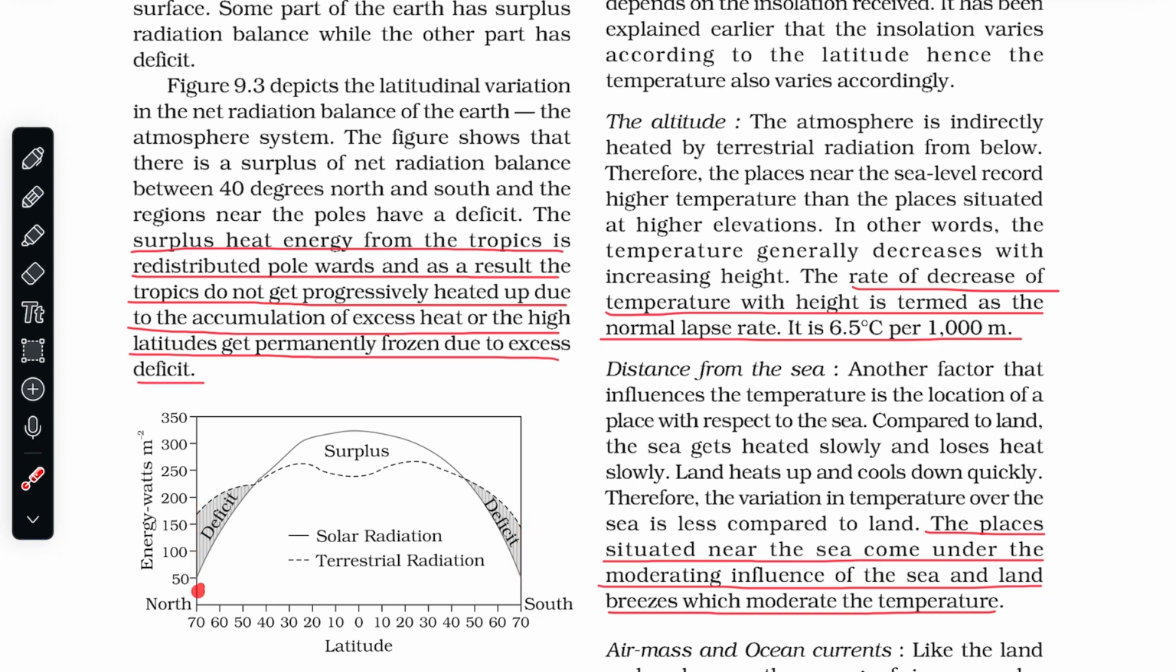So it is not the case that these areas will remain totally frozen and these areas will get totally heated up. Now the redistribution takes place. The surplus heat is basically redistributed polewards. It goes polewards, therefore maintaining the balance, maintaining Earth's temperature overall. And this is done because of the atmospheric circulations.